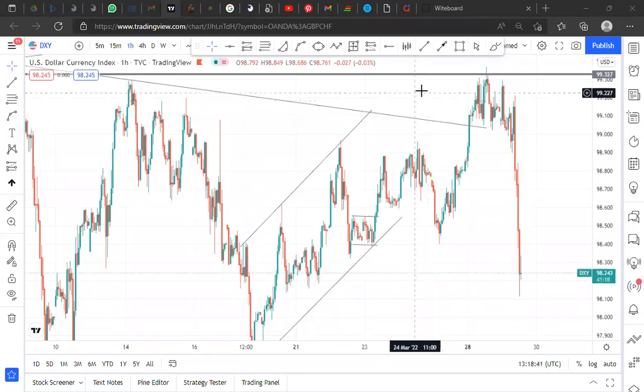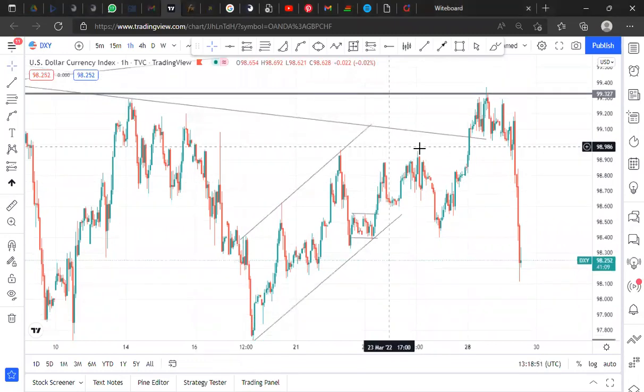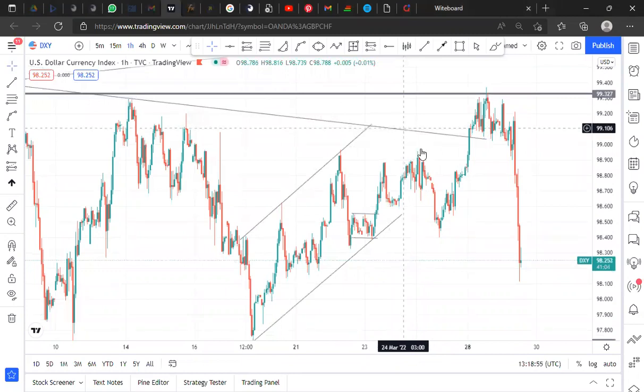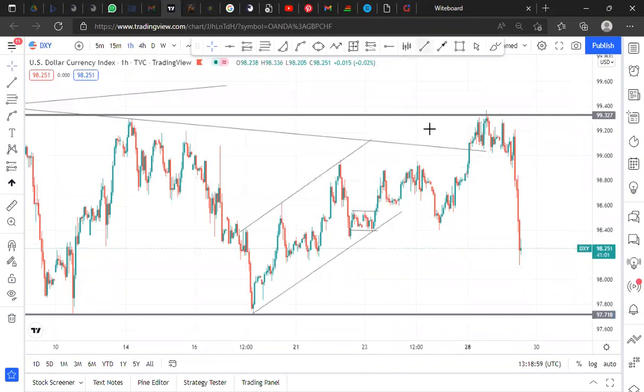So I'm taking a lot of time to explain whatever is going on here, but on the other pairs, I'm going to run through them. So this was what was happening. I was anticipating a third touch on this trend line for a possible continuation sell to the support level here. But then this was what happened. Price started creating some sort of a bullish flag.